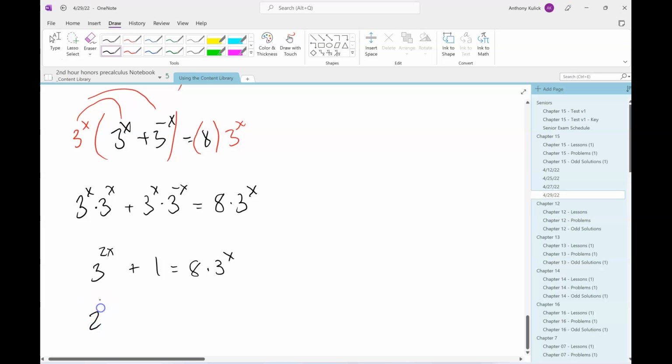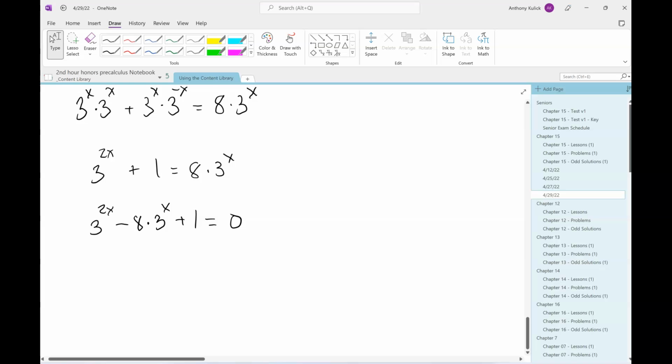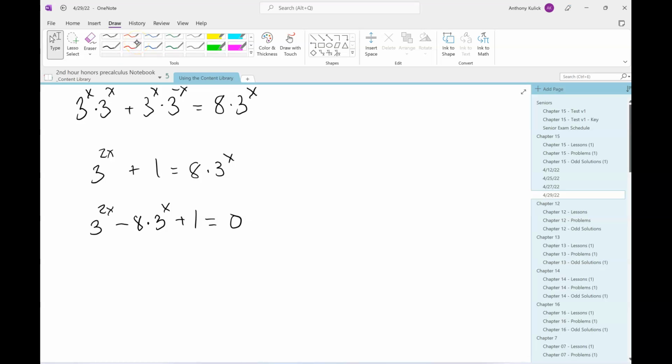I am now going to get everything onto one side. Now, this equation that I've written has 3 terms on it. What other kind of equation that we've solved commonly has 3 terms like that? A quadratic, a degree 2 polynomial. Would you believe me that this is actually in the quadratic form? It is.